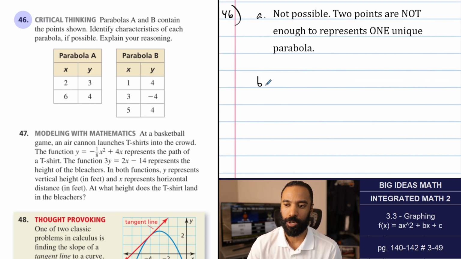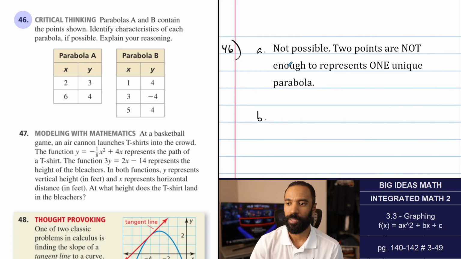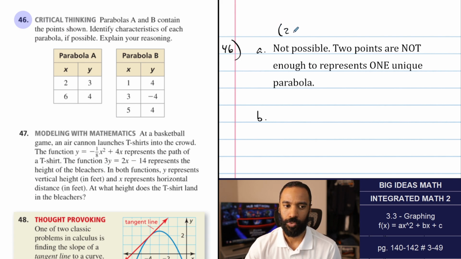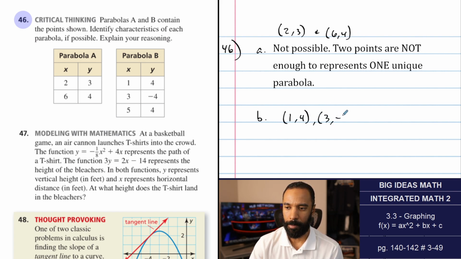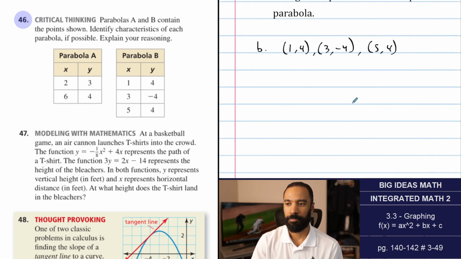Part B, we're going to be able to know enough about it. It's 3 points. They're different x values. We can make a function out of it. So let's look at this one. Let me just say 2, 3, and 6, 4. Okay, so this next one is 1, 4, 3, -4, 5, 4.